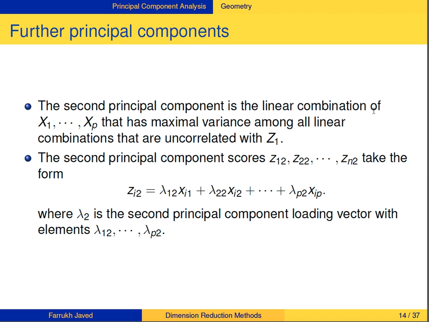The second principal component is the linear combination that has maximum variance among all linear combinations, but it will be uncorrelated with Z1. We keep defining linear combinations of the variables, giving us Z1, Z2, Z3 and so on. But the condition is that all those Z values will be uncorrelated with one another. For Z2, I will get another set of loadings, other parameter values associated with the second principal component.